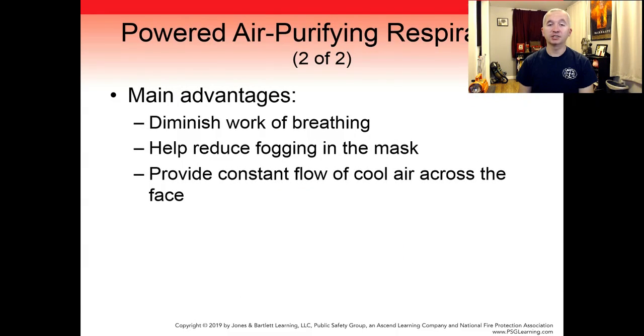The main advantage of this is that it diminishes the work of breathing for the wearer. It helps reduce fogging in the mask, and it provides a constant flow of cool air across the face.